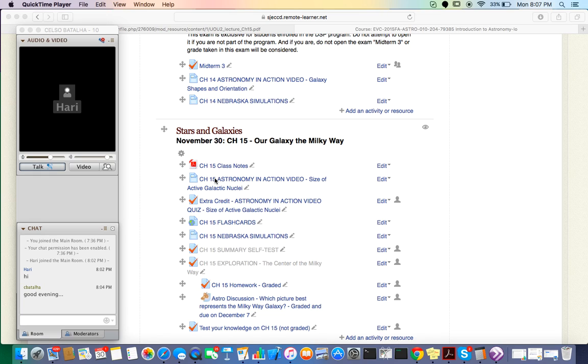Our Milky Way galaxy, which is the subject of this week, is part of what we call the local group of galaxies. And our local group of galaxies includes a few dozen members, and Milky Way is just one of them.